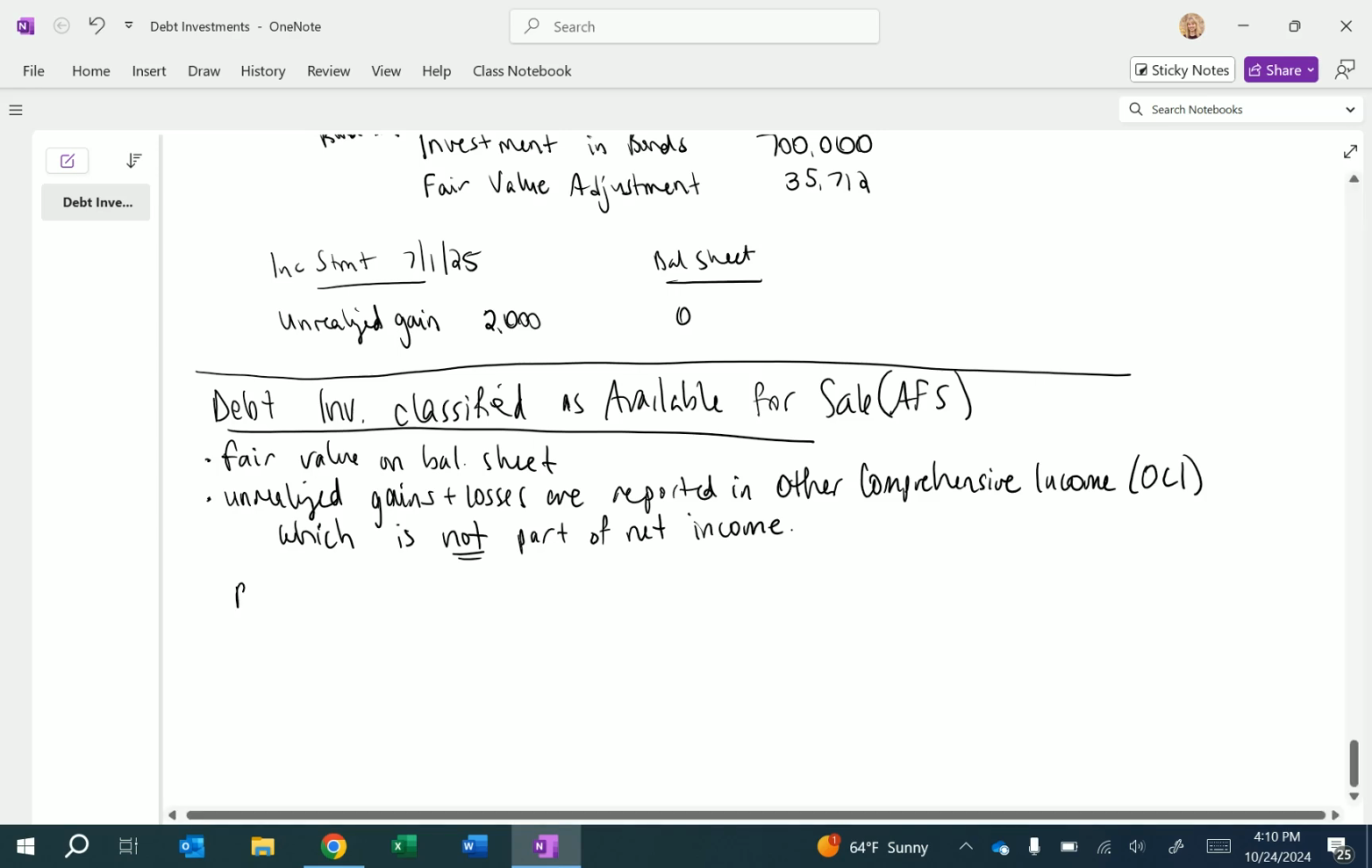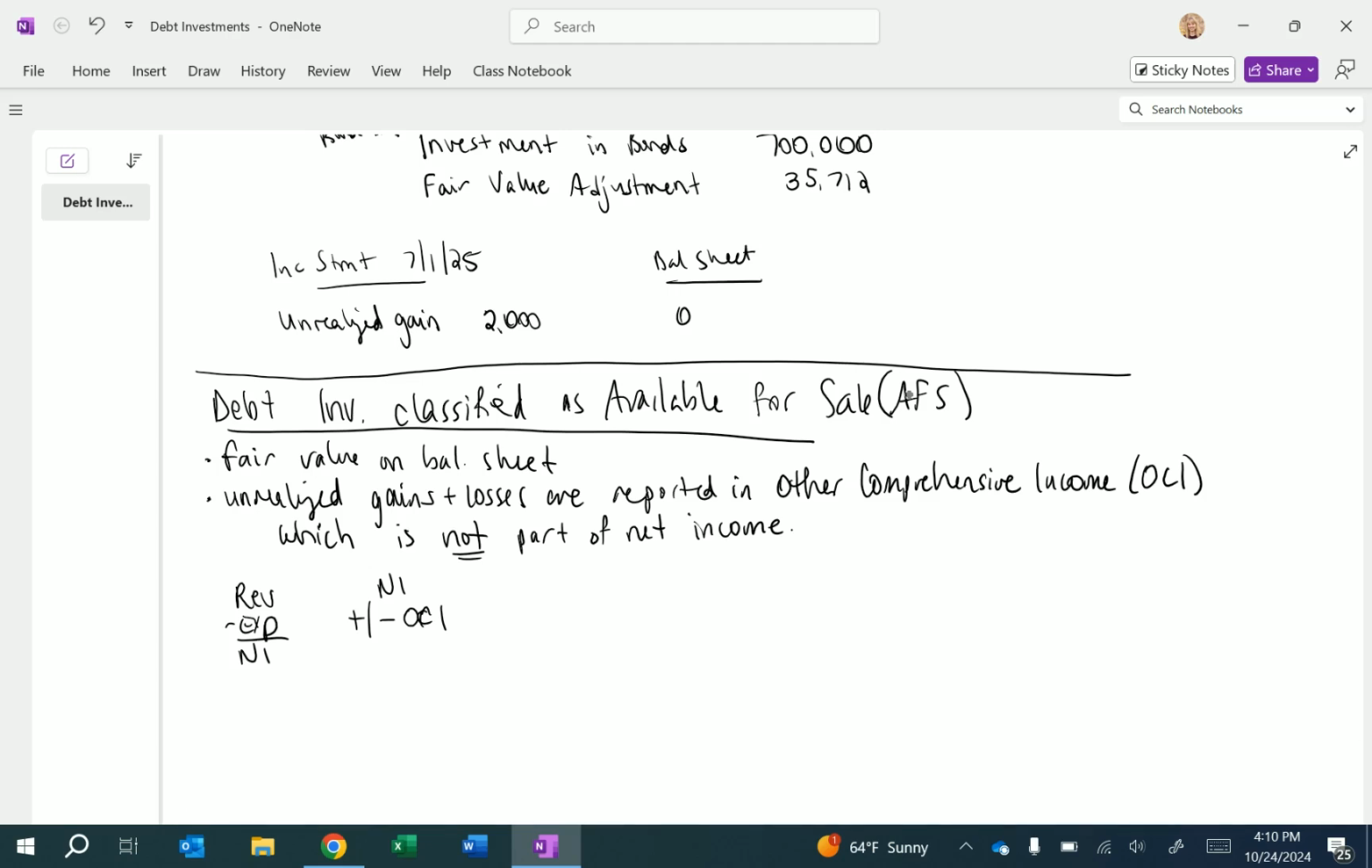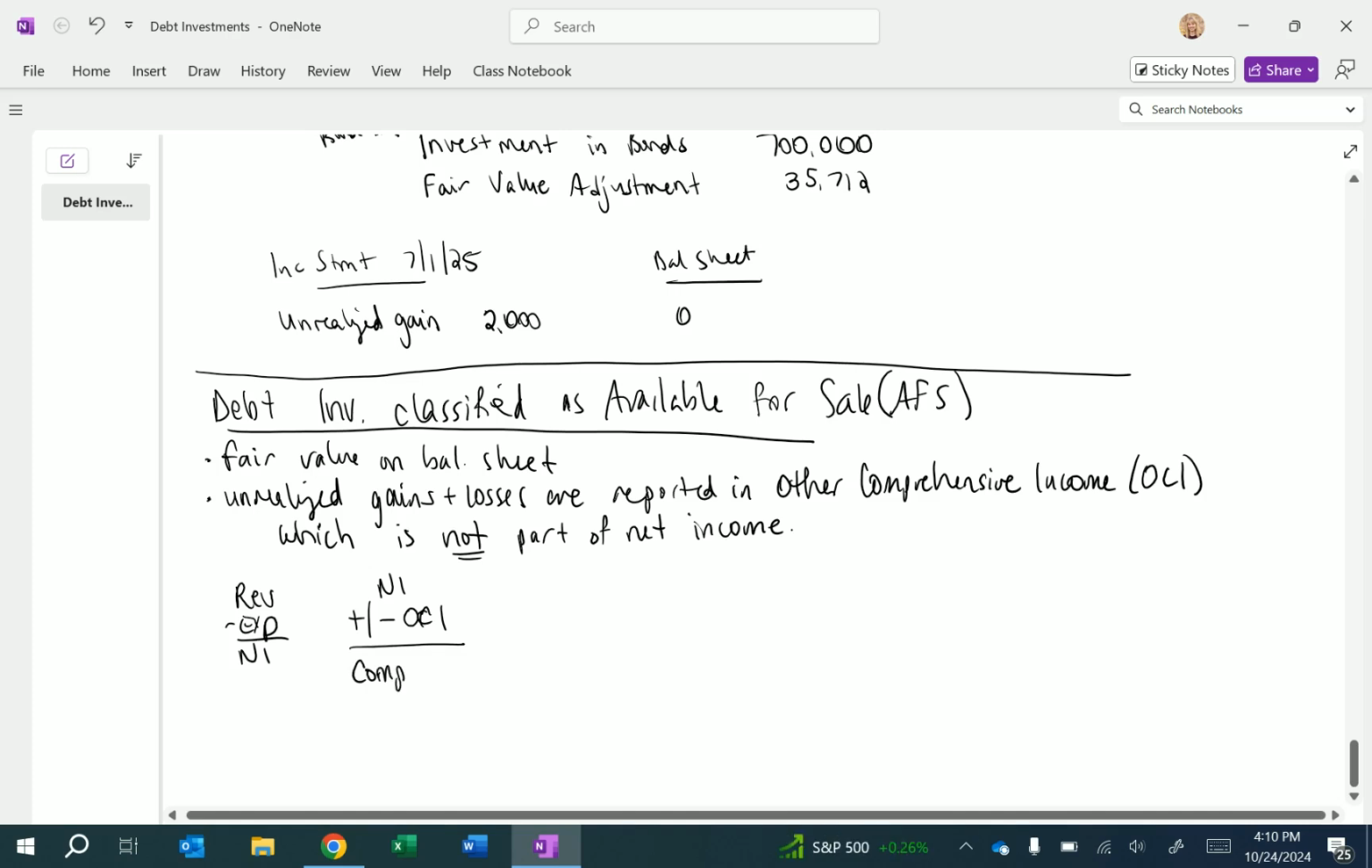So remember, revenues minus expenses gives us net income. Net income plus or minus other comprehensive income. Remember, net income is generally positive for a stable, more mature company. Other comprehensive income is equally likely to be positive or negative. We're looking at market swings, changes in fair values over time. The markets go up, markets go down. So it might be positive, might be negative, but net income plus or minus other comprehensive income gives us comprehensive income. Okay, so it's a separate statement.